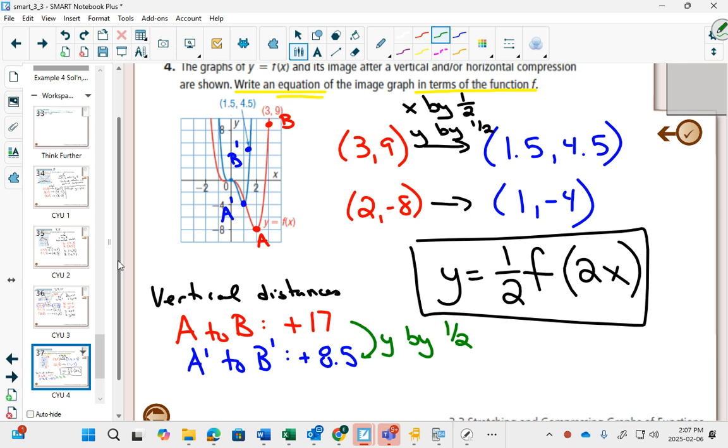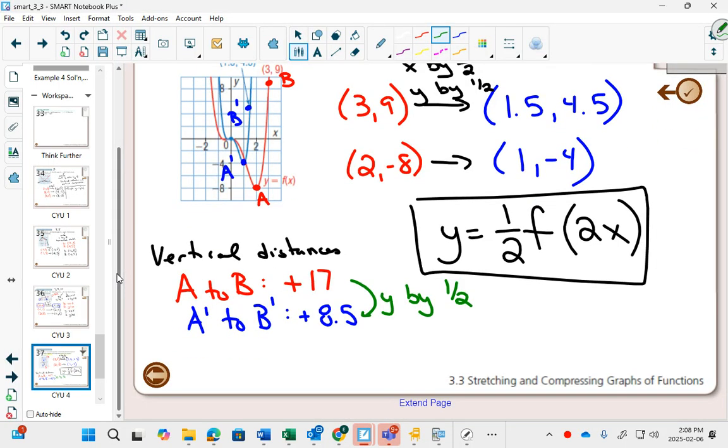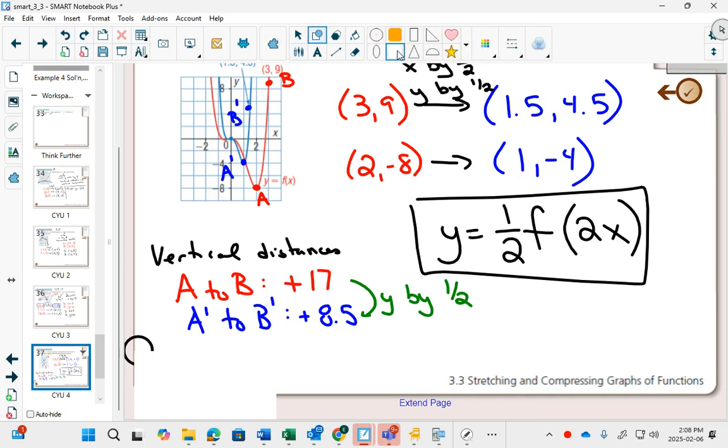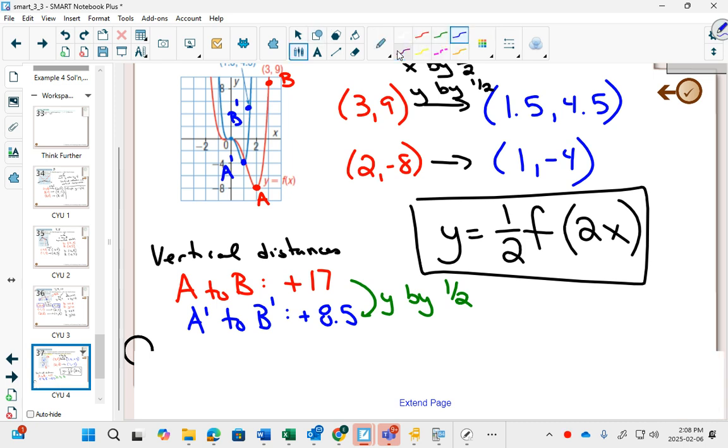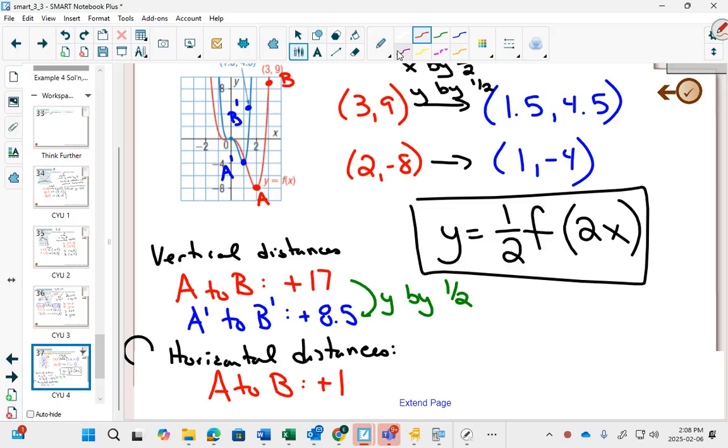The first method I hope you like better because it is nicer, but we need to know this method as well. So if we compare the vertical distances on the original graph to the vertical distances on the image graph, we notice your y values were multiplied by a half. You're going to have to do this same thing for the horizontal distance. We check our original graph was A to B. Looks like we go over 1. 1 to the right, I'll make it plus 1.